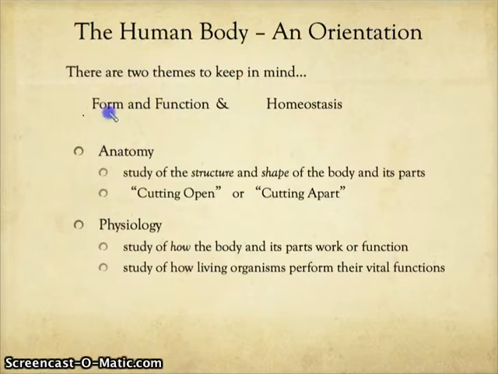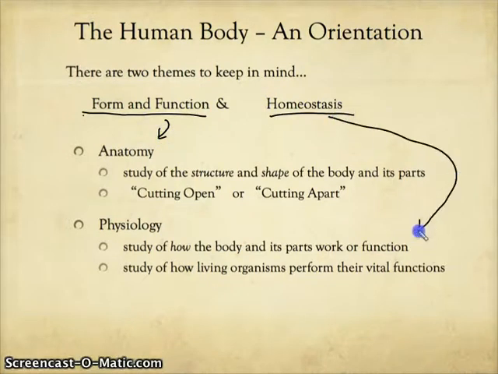Form and function. Okay, form and function is basically anatomy, homeostasis. We're looking at physiology. Now, when we go through anatomy, notice the parts associated with anatomy. We are dealing with shape, structure, location. In other words, when we talk form and function, we're literally talking about the relationship between its structure and shape and what it does, function. So that's really what we're looking at when we talk about that.